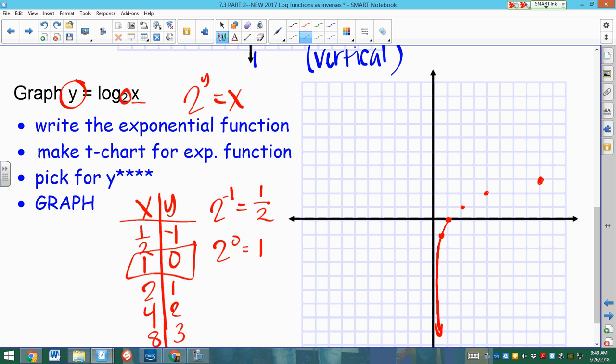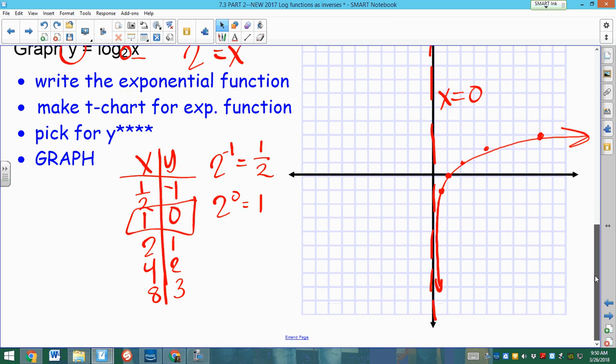I'm going to connect my dots, and I'm going to draw my asymptote. The equation for that asymptote is x equals 0, and that is because it is a vertical line.